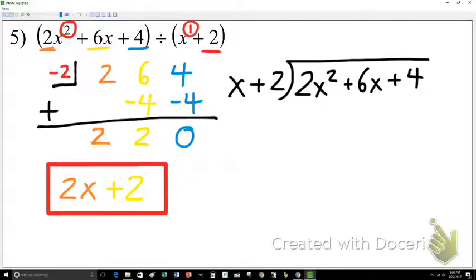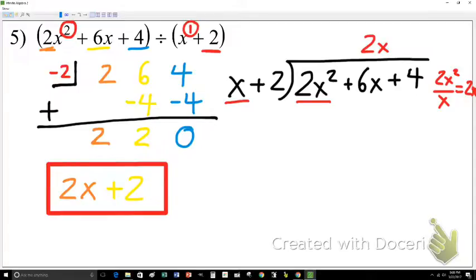And then what we're going to do to actually divide this is we're going to take the leading term in the trinomial and divide it by the leading term that's in the binomial. So we take the 2x squared and divide it by the x. And what does that give us? That gives us 2x, right? It's supposed to be 2x there. So we have 2x, and we place that in the x column. That'll be right here.